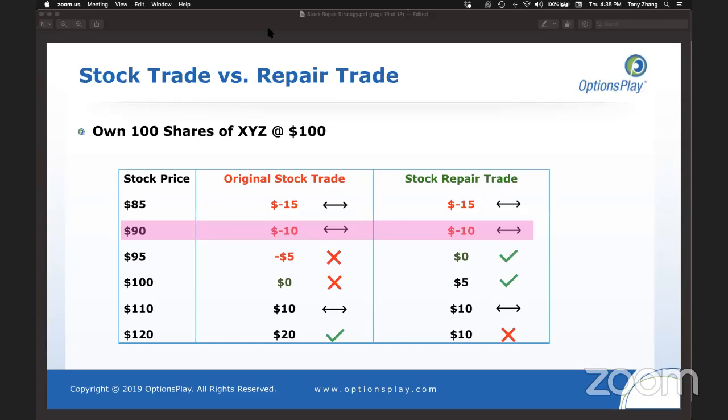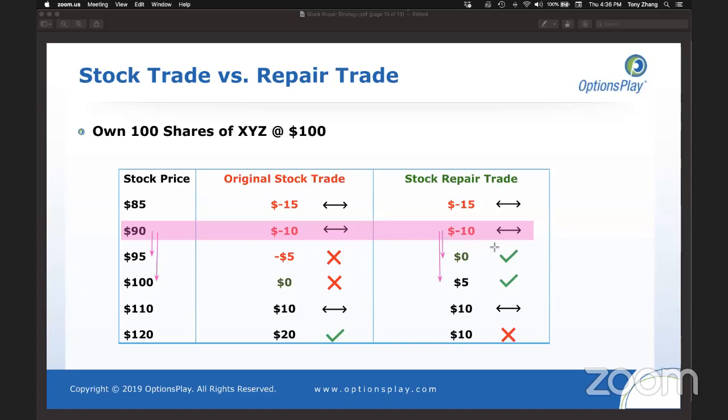Now, what I want to do is understand how much I make or lose on each one of these trades. So if the stock rallies $5 from 90 to 95, in my original stock trade I would just be down $5 now instead of down $10 because the stock's rallied $5. But in my repair trade, I'm back to break even. So that's where your repair trade starts to work in your favor. If the stock rallies $10 to $100, my original stock trade would be at 0. Now in my repair trade, I'm actually up $5.